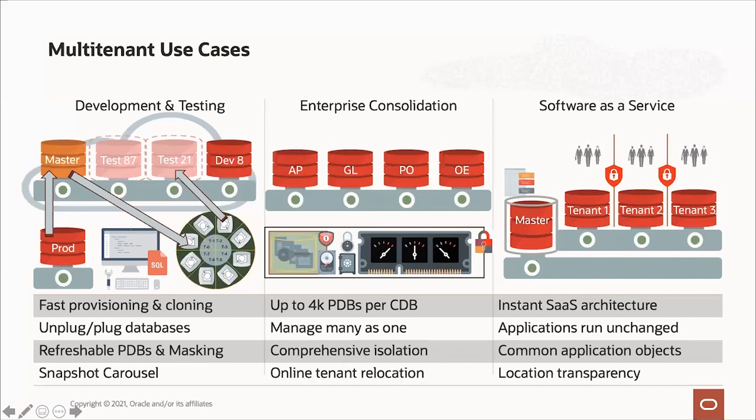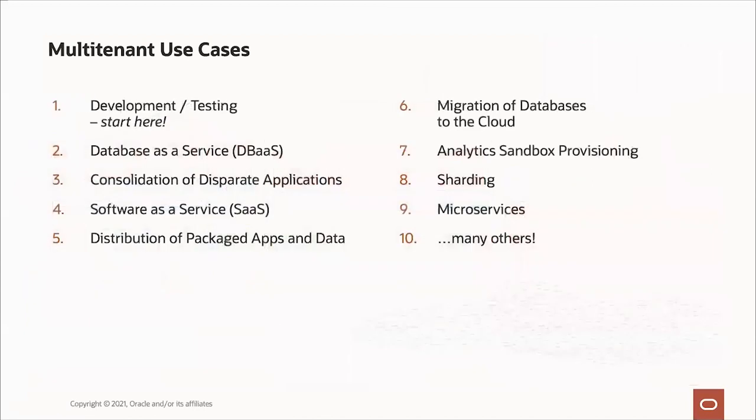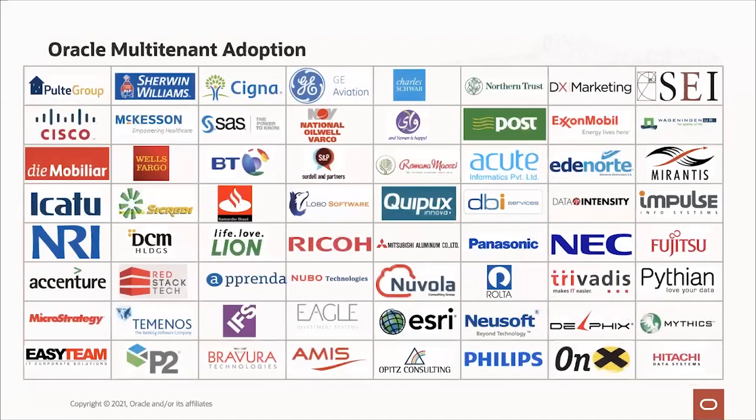very, very efficiently. In software as a service, we've got an instant SaaS architecture. Applications run unchanged. We talked about common application objects at the beginning, and this capability of location transparency, which allows us to move things around very confidently for load balancing purposes, the sort of thing we need agility for. So there are lots more use cases here, and a very large number of customers is just a snapshot of some who've allowed us to use their logos, who are successfully using multi-tenant to do a very wide range of things in this environment.